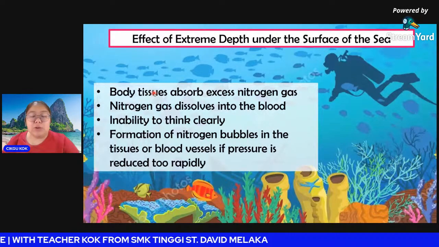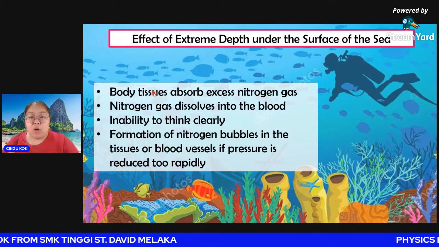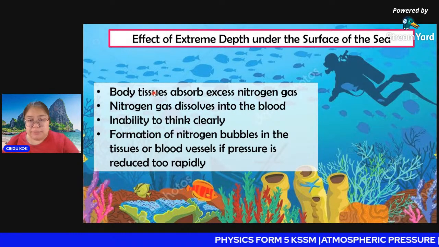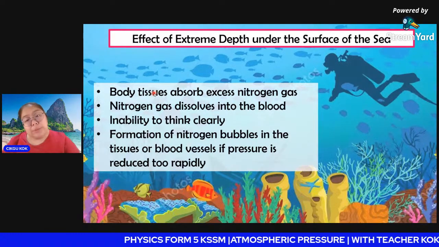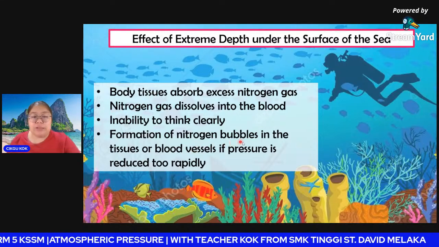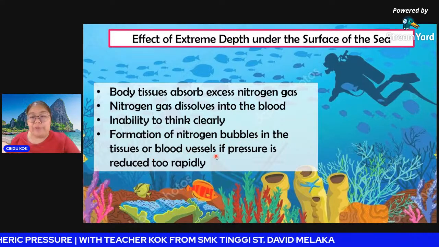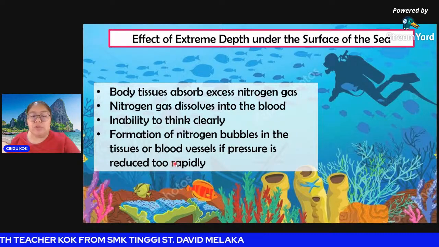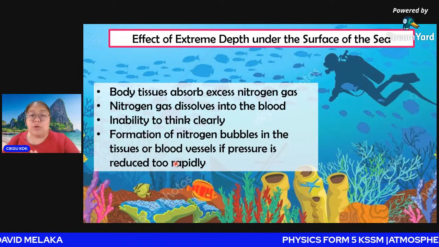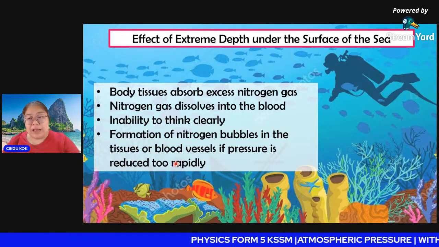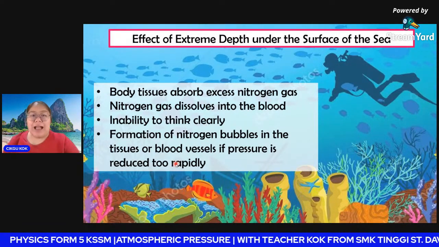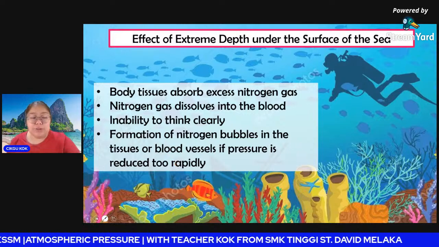Inability to think clearly is also the same. They will cause you to be unable to think very perfectly. Maybe the pressure is already too high, because you have water pressure and you also have atmospheric pressure. So there is formation of nitrogen bubbles in the tissues or blood vessels if the pressure is reduced too rapidly. If your pressure is reduced too rapidly, it will affect the blood in the vessels. So this one is the effect of the deep sea, the pressure acting on your body.